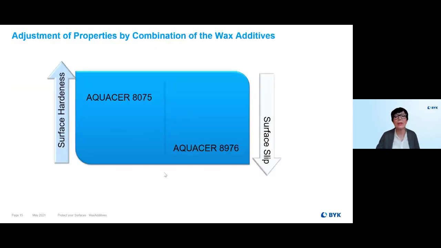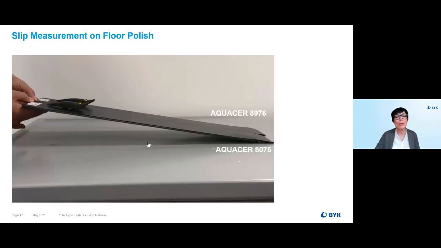And even here, the balance is important and depends on the polymer you are using. It might be a good idea to check different ratios here. Of course, the 8075 will increase the hardness and the 8976 the surface slip. And I'd like to show you the effect with this crocodile battle.